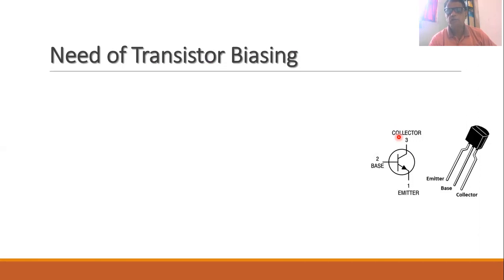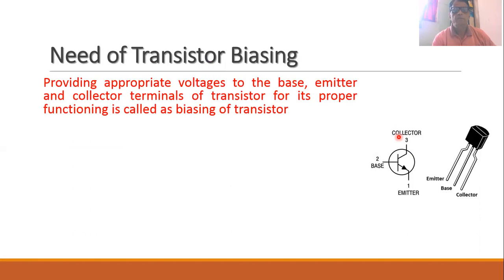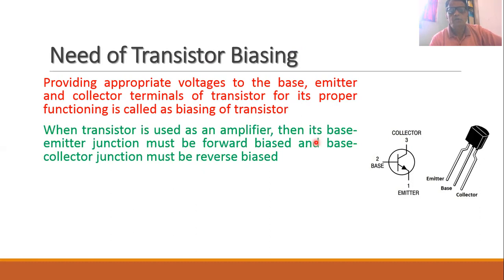Whenever we want to use this device in any electronic circuit, we must provide appropriate DC voltages to the emitter terminal, to the base terminal, and to the collector terminal of the transistor. Without providing these DC voltages, the transistor will not work. When we provide these DC voltages, that is called biasing of the transistor.